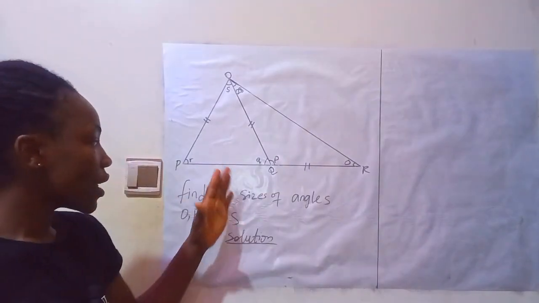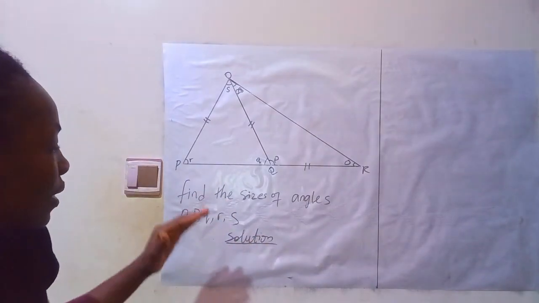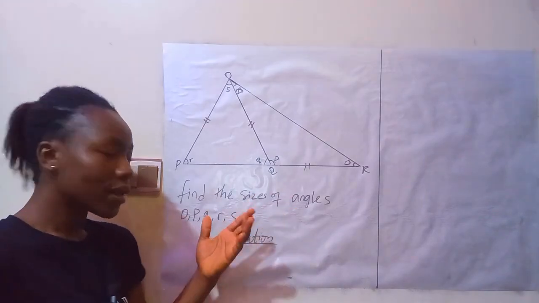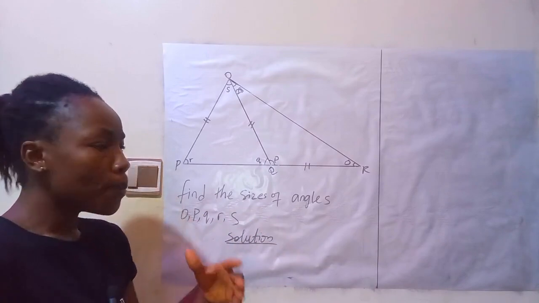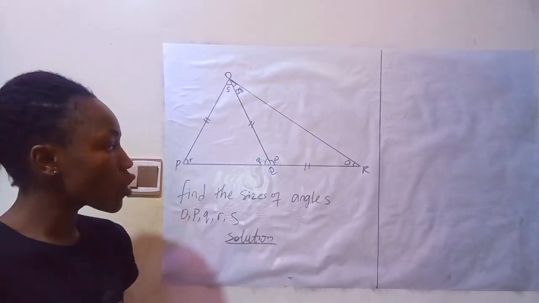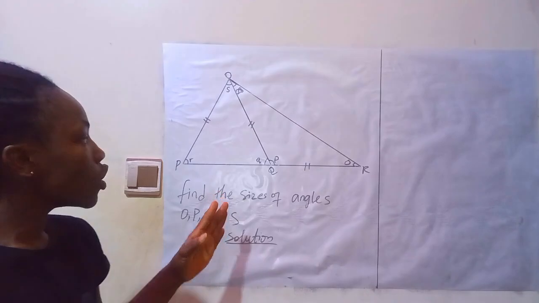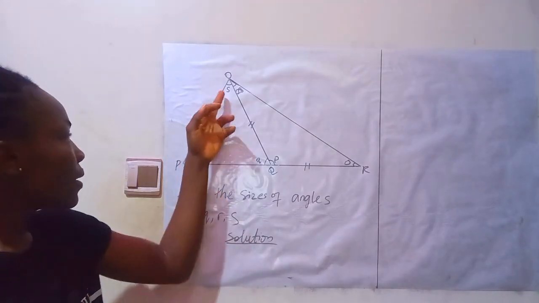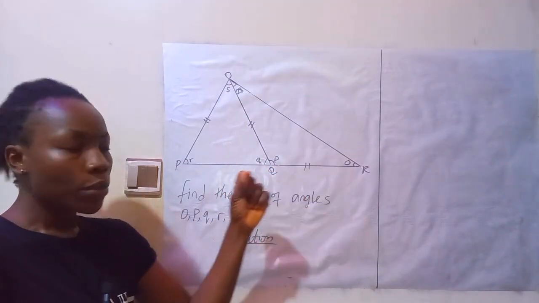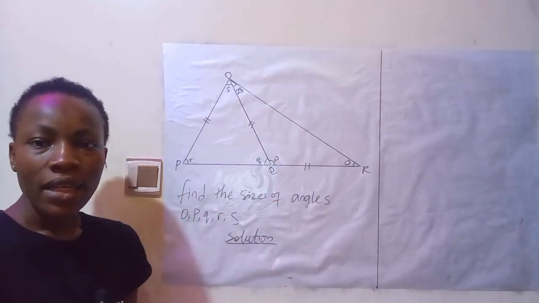Alright, let's consider this question on the board. Here we are asked to find the size of the angles O, P, Q, R, and X. But before we go on into finding their values, let's first look at the shape we have here. Looking at this, you will notice that this side is equal to this side equals to this side, because of this line on them, it means that they are equal.